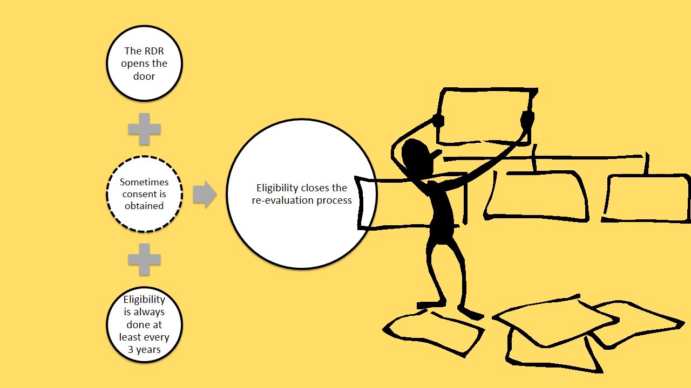To review the reevaluation eligibility determination process, the RDR opens the door. Sometimes consent for evaluation is obtained, and then eligibility is always done at least every 3 years. Eligibility closes the reevaluation process.